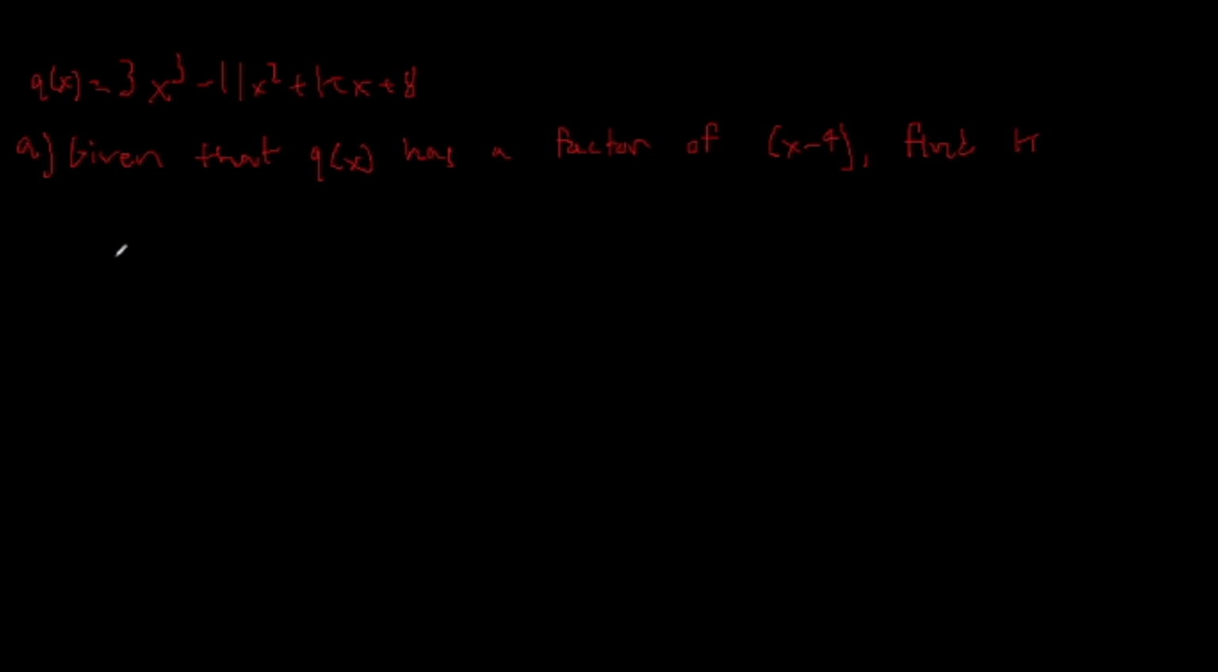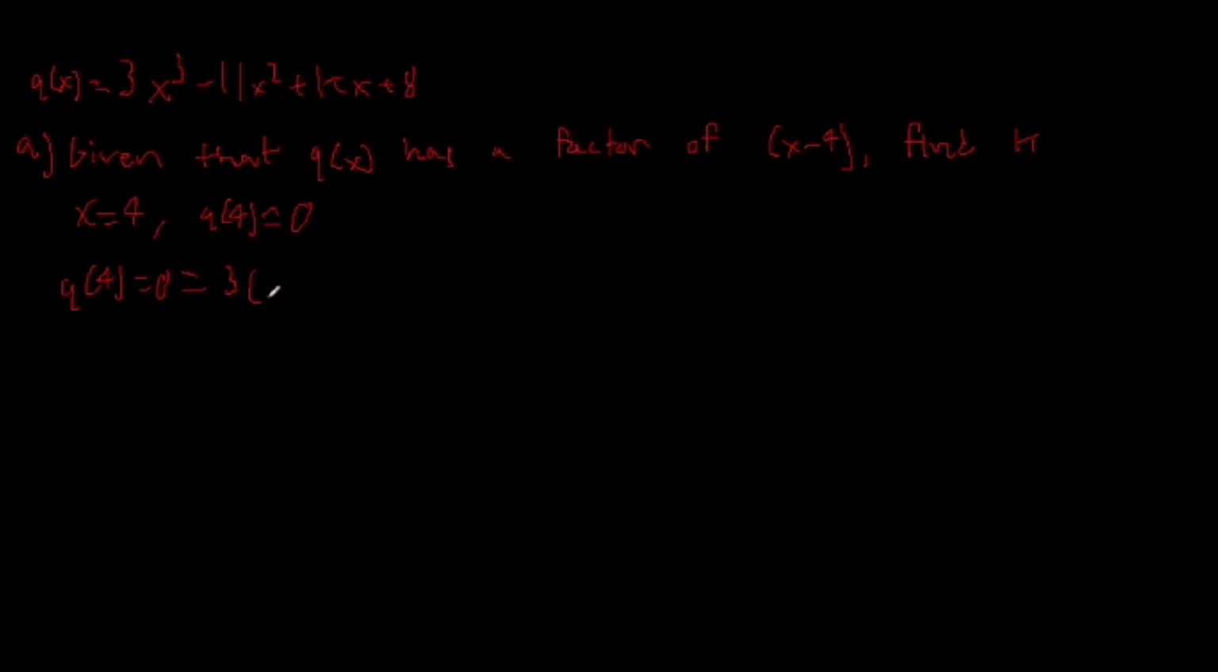But just getting started with part A here, it says that given that q of x has a factor of x minus 4, find k. Well, since the factor is x minus 4, we know that if x is equal to 4, then the entire thing is equal to 0. Or sorry, not q of x, q of 4 is equal to 0. So that means that q of 4, which is equal to 0, is going to be equal to this entire equation when you plug in 4 for x.